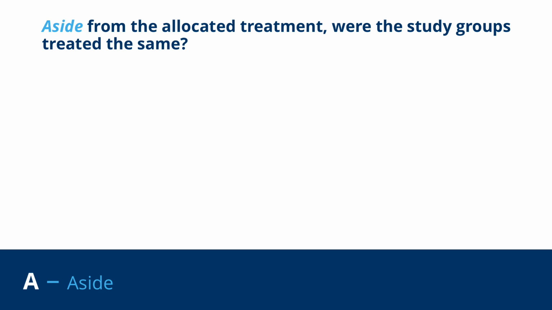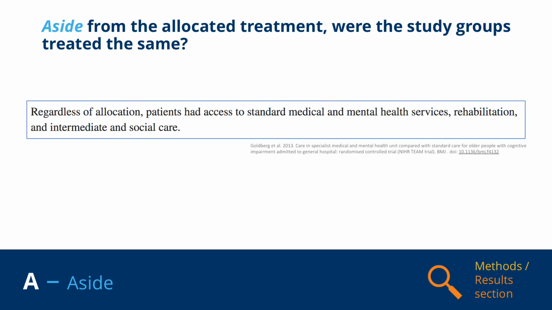The final A of RAMBO asks whether the study groups were treated the same, aside from the different study interventions received. This is often not well reported, but you may find this in the methods or the results section. Ideally, we would like to see that both study groups received the same allowed additional treatments or tests, or had similar contact with study personnel. We do not want to see additional treatments or care purposely added to just one of the study groups.